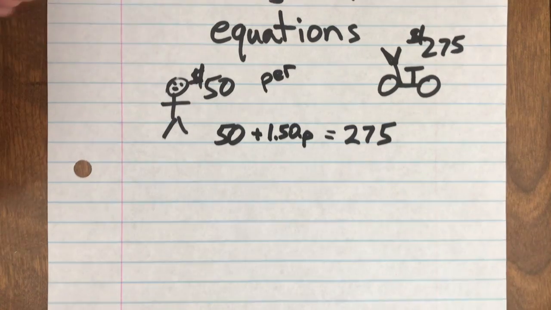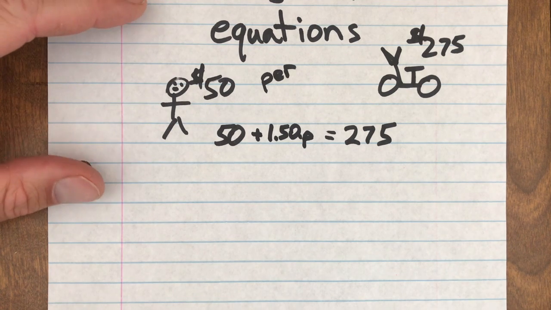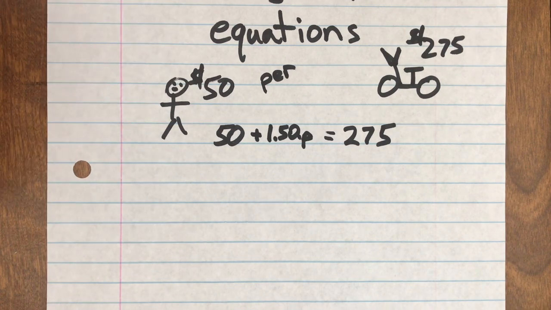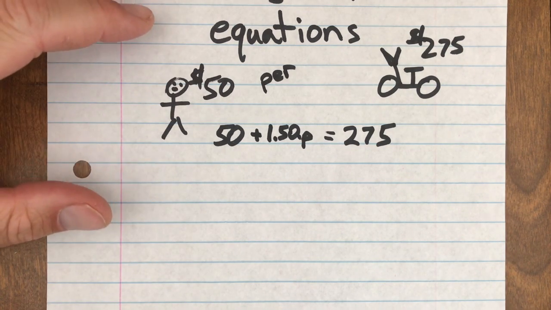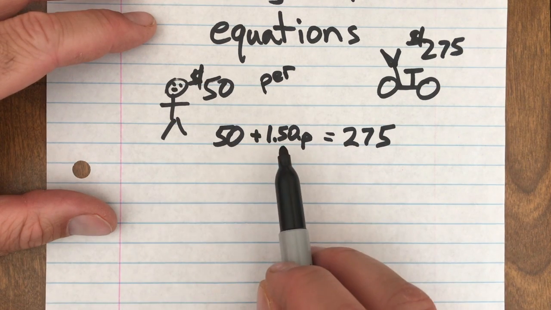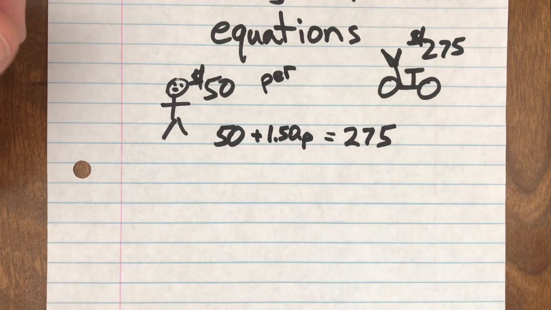I usually use a dot for multiplication because an x gets confused with the variable if you use that for multiplication. So you won't really see that anymore once you get into 7th, 8th grade, probably even 6th grade. So here we go, we've got to solve this. Now it's two steps. We've got to get rid of the 50 and the $1.50. So what are we going to do?